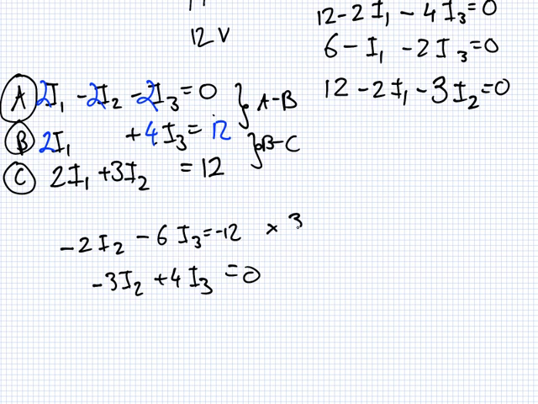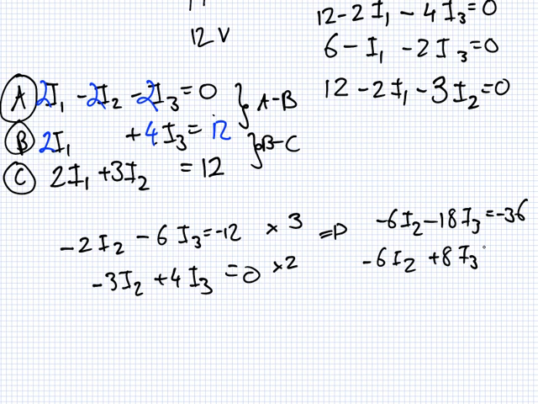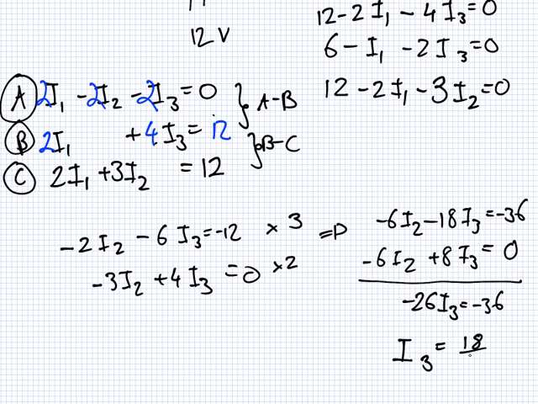Okay, multiply this by 3 and this by 2, and now these become minus 6I2 minus 18I3 equals minus 36, and then here this becomes minus 6I2 plus 8I3 equals 0. Minusing again, minus 18 minus 8, what's that? Minus 26, is it? Is that right? Minus 26 I3 equals minus 36. So I have my I3, 36 over 26, that's 18 over 13 amps, whatever that is. And I can get my I2, and I can get my I1.